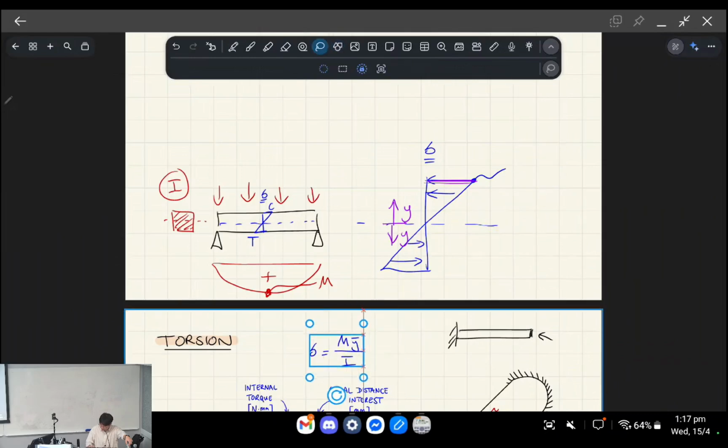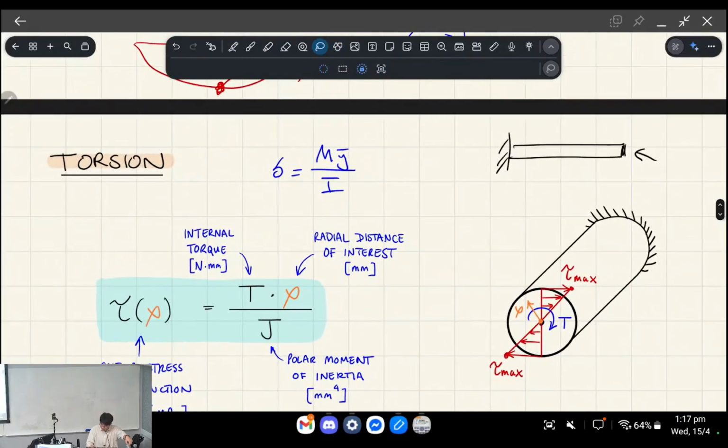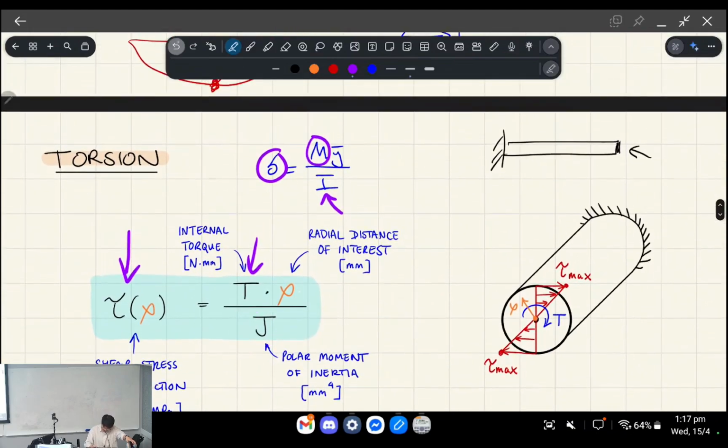So looking at this formula for torque, instead of axial stress, we have shear stress, okay? And then instead of moment, we have torque. I'm going to circle this one and put an arrow here, okay? And then instead of moment of inertia, we care about the polar moment of inertia. I'm going to circle this one and point to this one here, okay? Do you get what I'm saying? So there are analogies everywhere, okay?